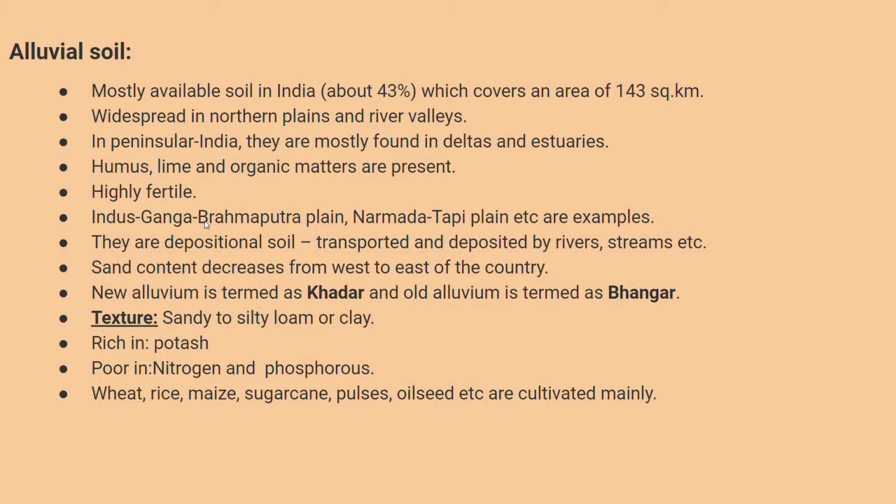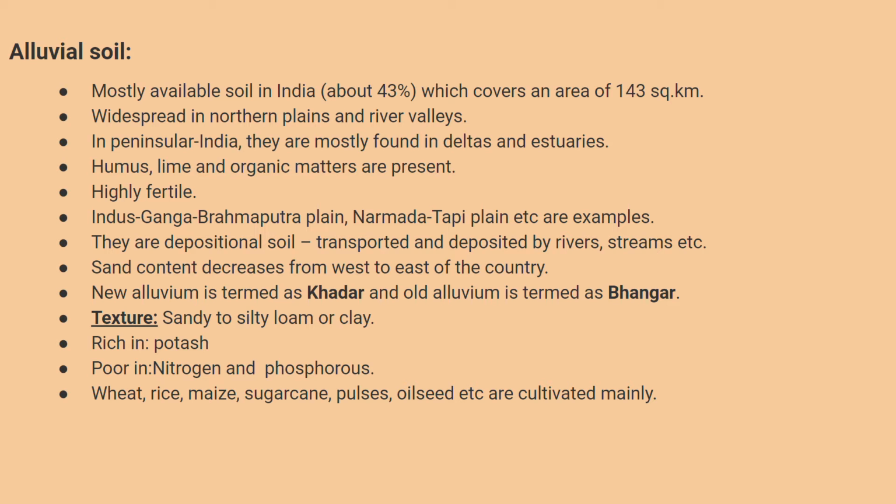So first of all, the alluvial soil. In India, the maximum area is covered by alluvial soil, which is about 43%. It is found in most of the river valleys because it is an ex situ soil, and it is also found in the deltas and estuaries. It's very fertile. It is rich in humus, lime and organic matter, and it is found mostly in the river plains, and it is of two types, khadar and bangar.